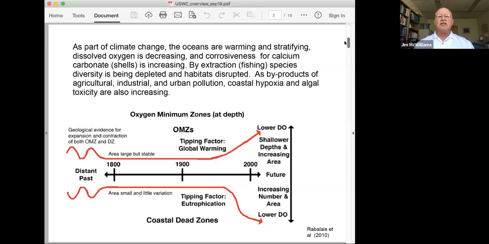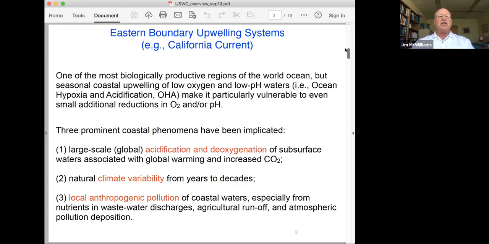And these zones are shallowing and expanding in volume, and coastal dead zones, where eutrophication from anthropogenic nutrients is the primary cause of the problem. The focus in this project is on eastern boundary upwelling systems, the California Current, which is a particularly productive region that is highly vulnerable to low oxygen and low pH waters, essentially because the deep ocean comes closer to the surface through wind-driven upwelling. And therefore, it's a place where these problems are likely to be particularly bad.